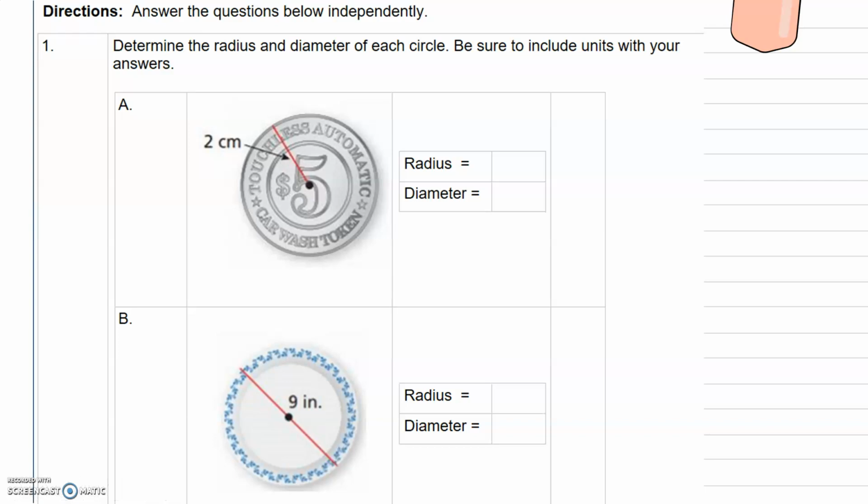So here are a few questions I would like for you to work on by yourself. You want to answer these questions below independently. So you want to determine the radius and diameter of each circle. Be sure to include the units.